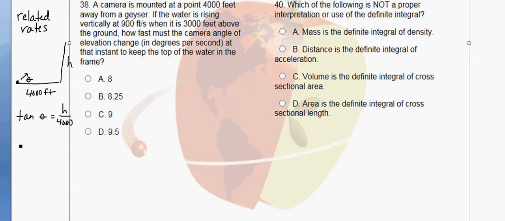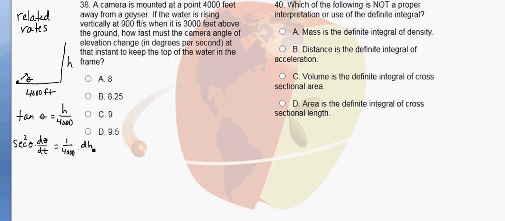We want to take the derivative with respect to time. So the derivative of tangent of theta with respect to time is going to be secant squared of theta, but then times d theta dt, right? I'm taking the derivative with respect to t. This is my related rates, like differentiating implicitly. And then the derivative of h over 4,000 is just 1 over 4,000, but times dh dt, because again, I'm taking the derivative with respect to t.